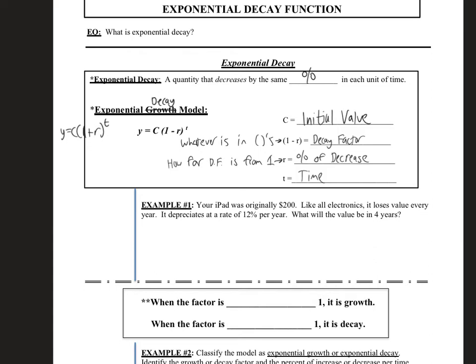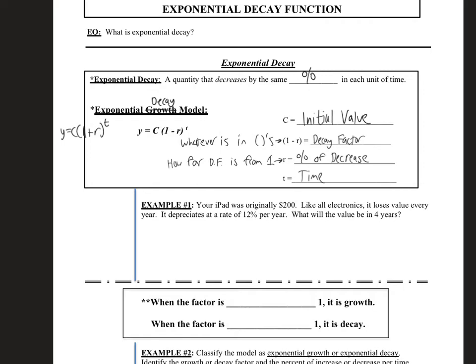All right, example 1. Your iPad was originally $200. Like all electronics, it loses value every year. It depreciates. So appreciates means it gains value. Depreciates means it loses value at a rate of 12% per year. What will the value be in 4 years?